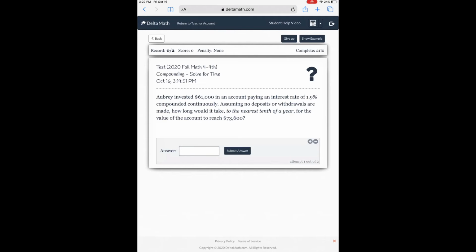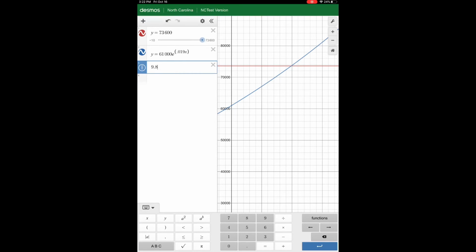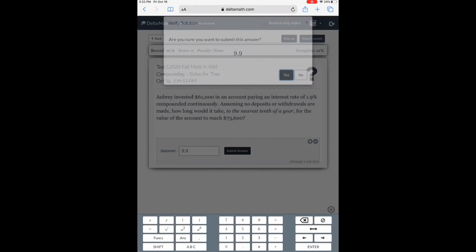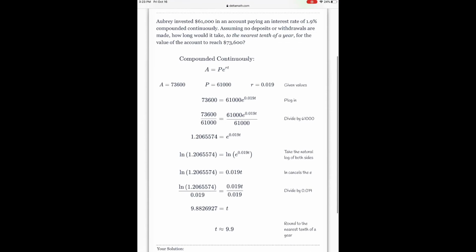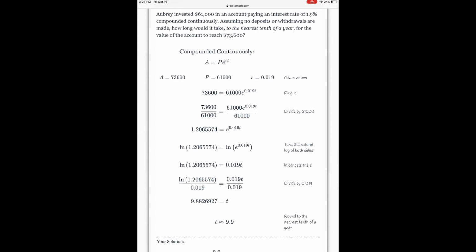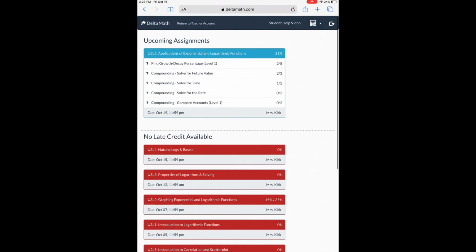So 9.88 is how long it's going to take, but it said to round to the nearest tenth of a year. So the tenth is right here, so we're going to round it to 9.9. It's going to take 9.9 years to get to 73,600. Now, like I said, they are going to show you how to work this out by hand, and I have no problem with you doing that. I'm just trying to give you a way to look at it and understand it without having to go through the whole process. Same thing would happen if it was compounded quarterly or compounded whatever.